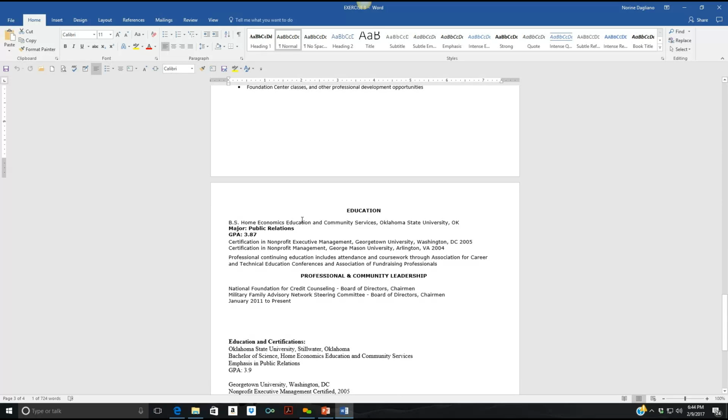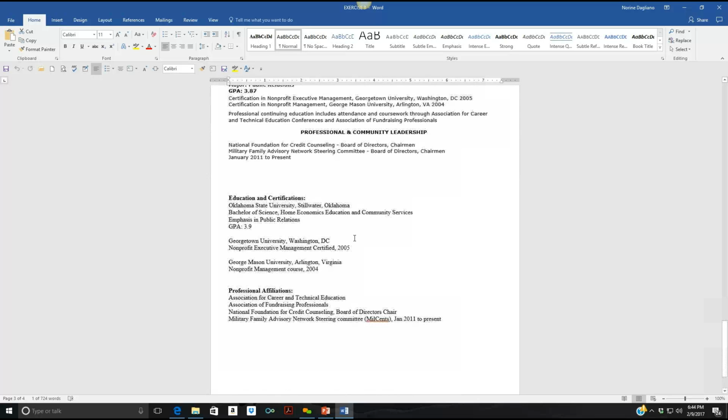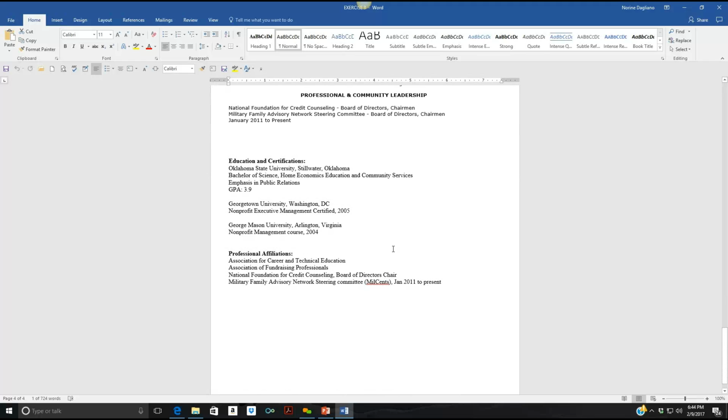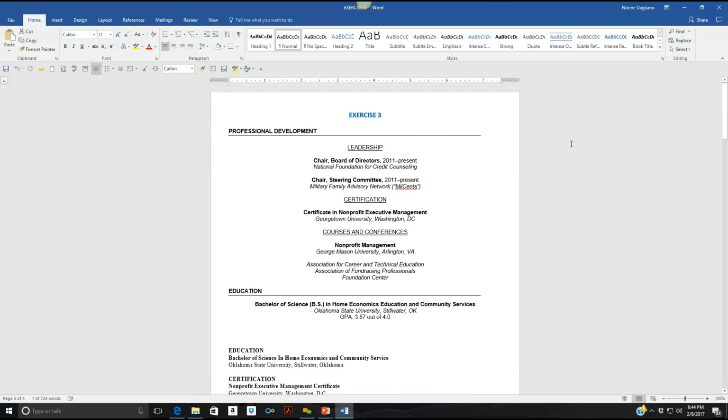This one's nice, except I think it's using up a little more space than it needs to. And I would question the bolding of the major as opposed to the bolding of the actual degree. And the GPA. I don't think this candidate had a date on there, so whether or not it's relevant to include the GPA, I can't really speak to. And then this one broke down the professional and community leadership. And then you've got these basic categories here at the end. So I'm not going to spend much more time on that.